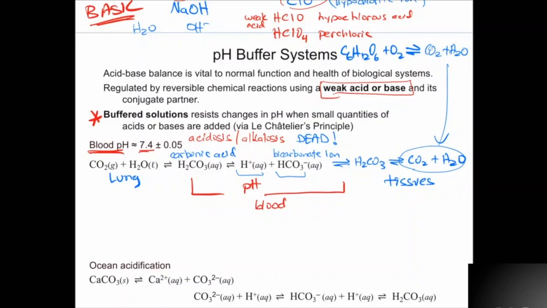But look at this. Carbon dioxide doesn't appear anywhere in here. This is actually how you transport carbon dioxide from your cells into your lungs so you can exhale it as a byproduct of metabolism. Fascinating, isn't it?